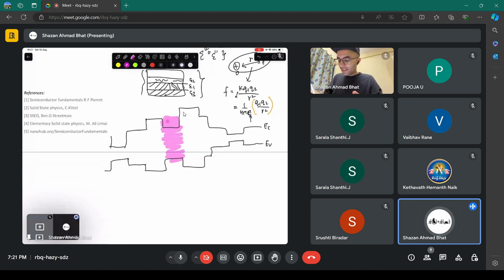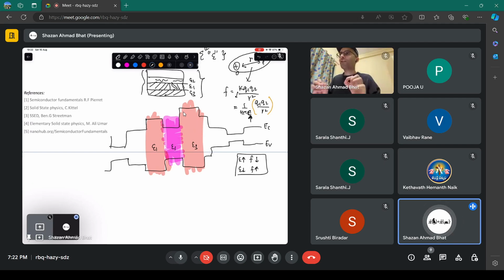Then you have this particular region, which is a different material altogether, and that's why you have a different band gap. This is a different material altogether, and that's why you have a different band gap. And because they are different materials, their epsilons are also different. And epsilon determines the force of attraction between these two charges, between a hole and an electron. That means if you increase the epsilon, the force of attraction between these two charges decreases. If you reduce the epsilon, the force of attraction increases.